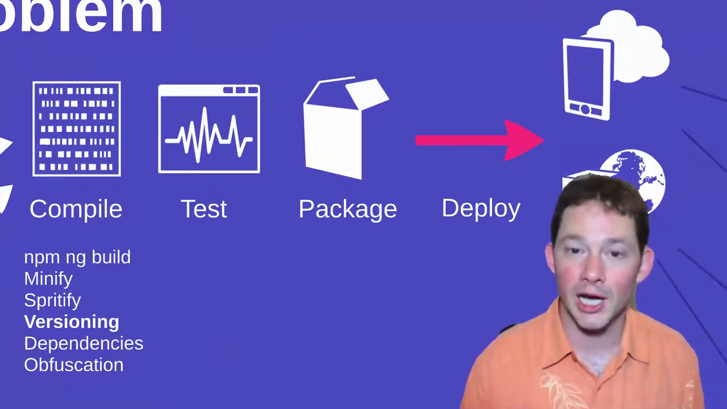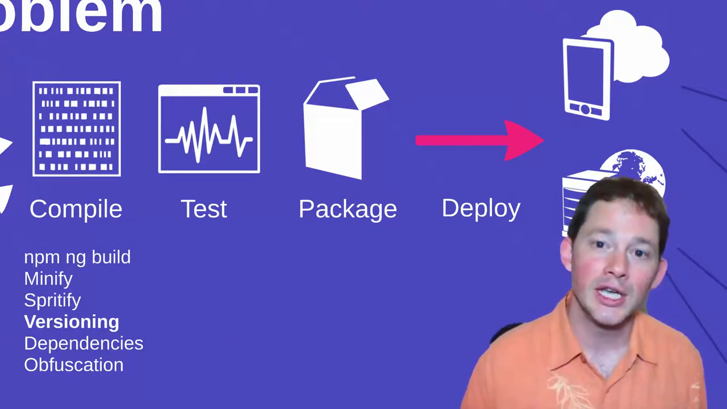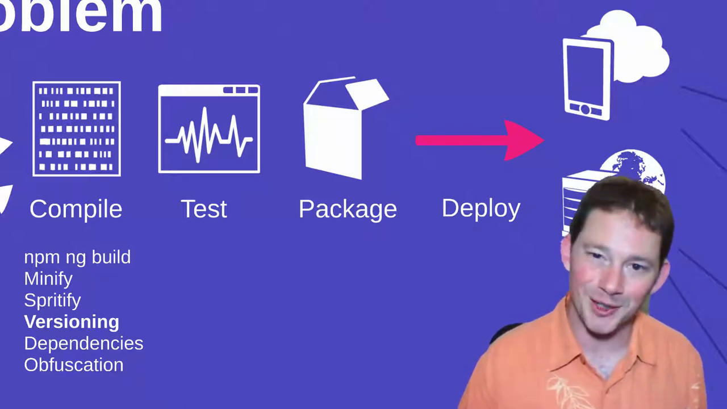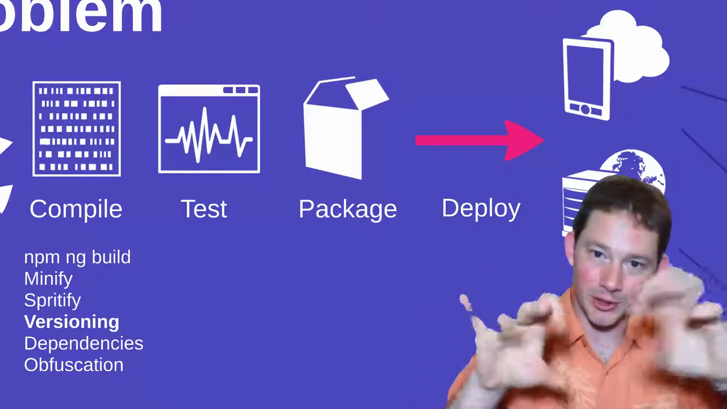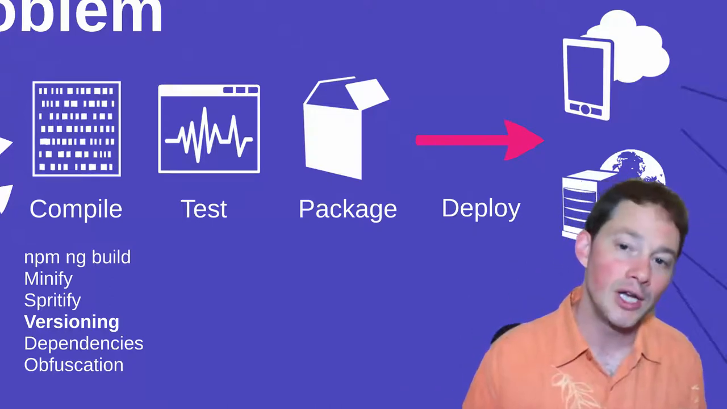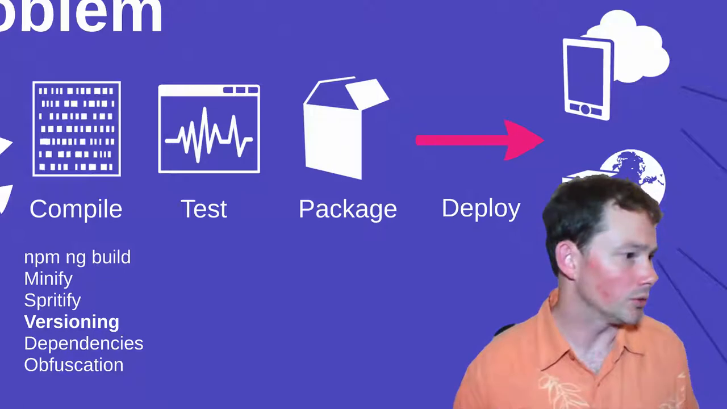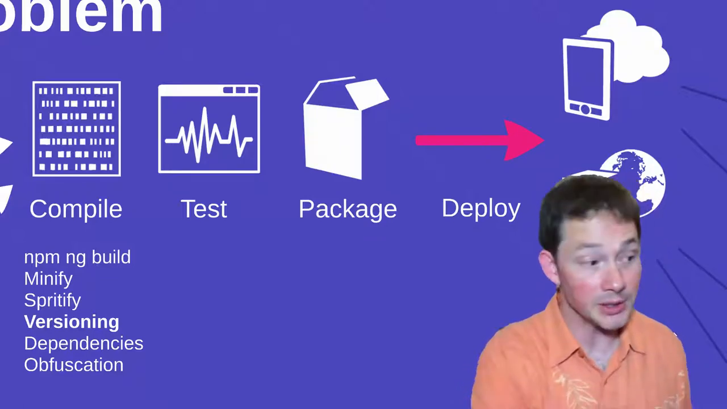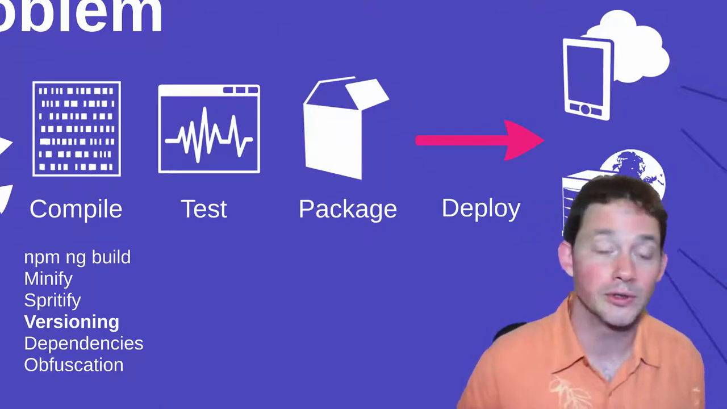For example, when you're doing your compilation, you might very well need to do spriteifying. You might need to spriteify all of your images, take a bunch of individual images and combine them into one. Or you might need to minify. You might need to do obfuscation, or what else do we have? Minifying, spriting, versioning. Versioning is a huge thing. The things in bold I'm going to go over tonight, how to do those in Cake.